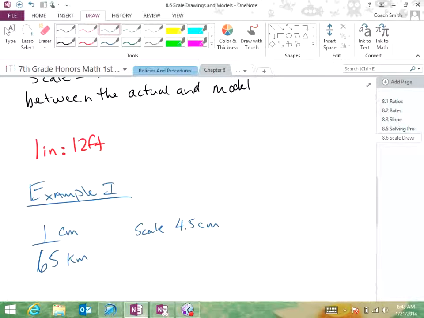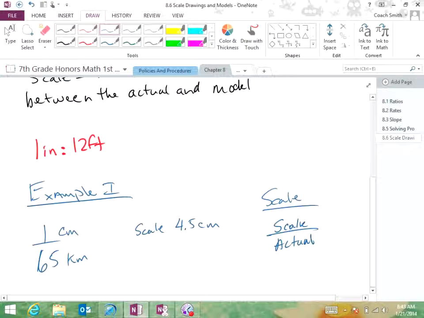When you're dealing with the scale, your scale will always be the scale distance over the actual distance. That's what the ratio will always be. It'll always be the scale over the actual, or the model over the actual. That's what your ratio always is for scale. It's always the small distance over the large distance.